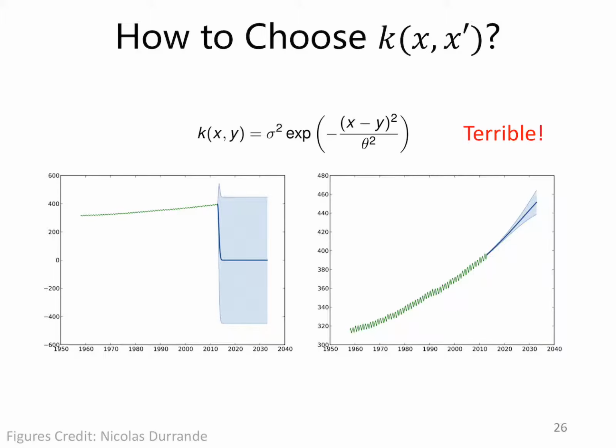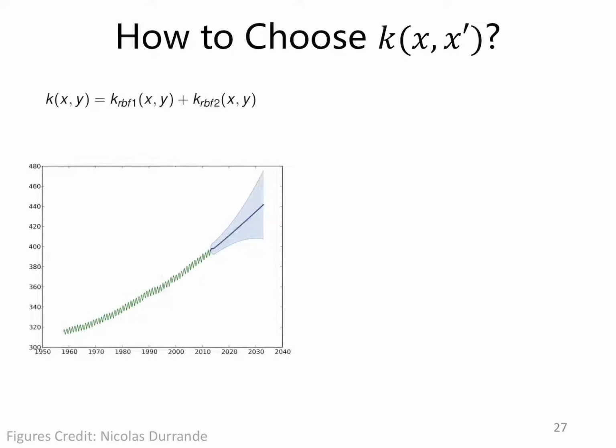So I'm showing you this to tell you that the choice of the kernel matters. I mean, you guys have already seen some examples. So let's add something to this. What would happen if I combine these two kernels? It gets a little bit better, but really still not getting the trend. So what would happen if I combine these spaces together?